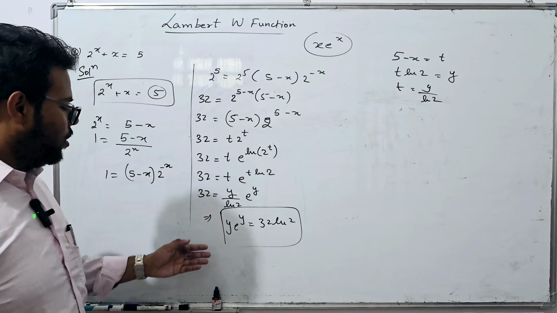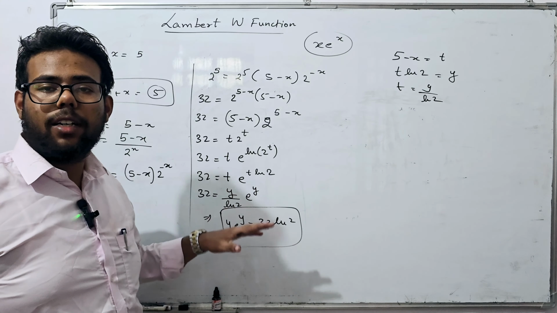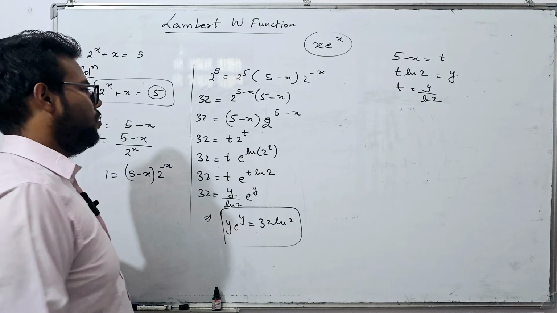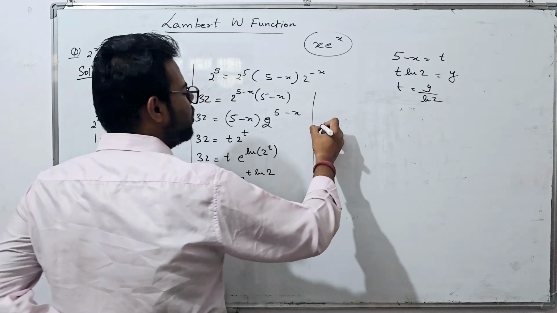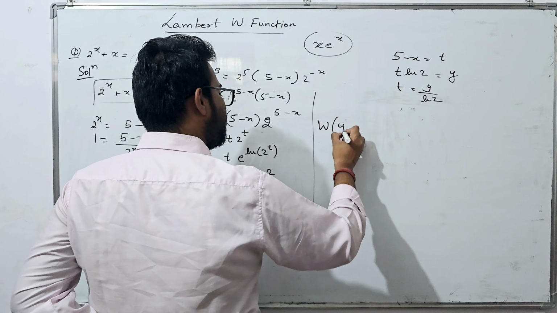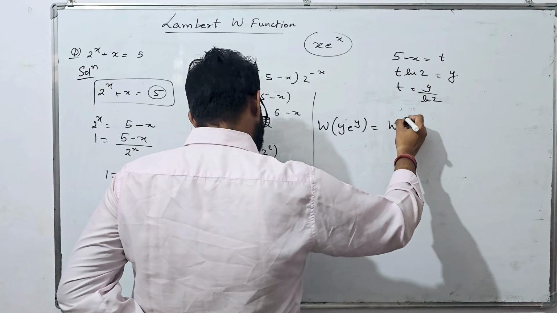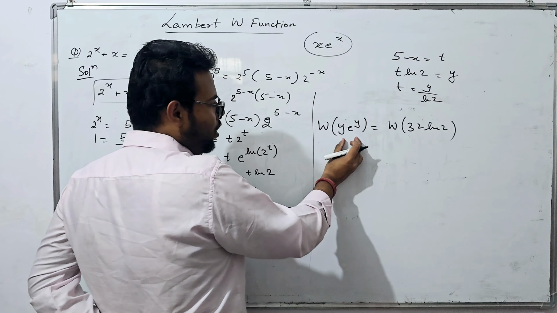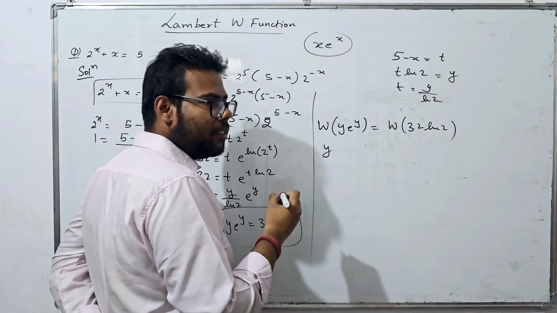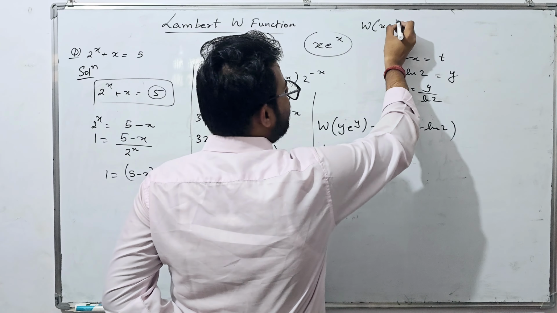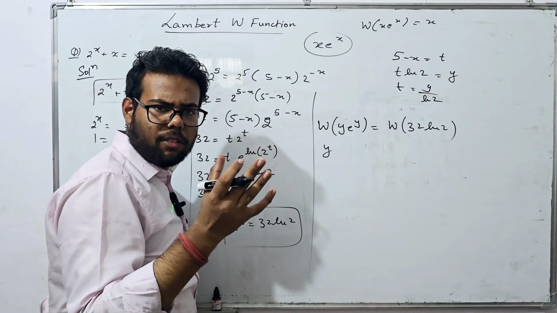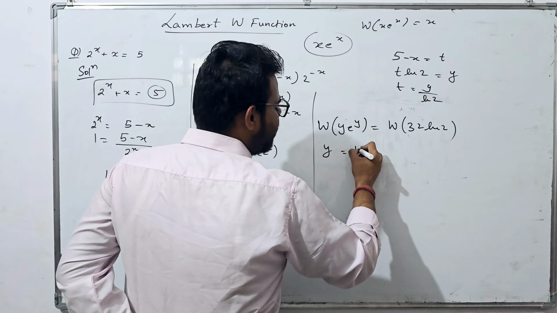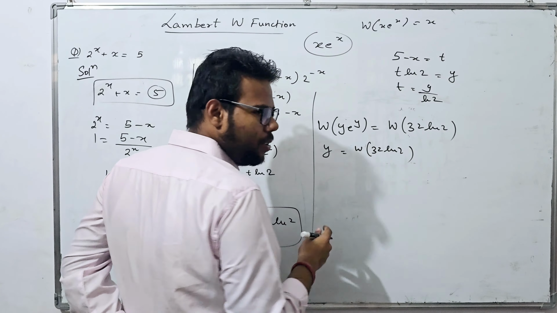And to a great surprise, it is the Lambert W function. It is the inverse of the Lambert W function, and we need to take the Lambert W function. So if you take the Lambert W function of y e^y is equal to the Lambert W of 32 ln2, you end up getting simply y. You know W of x e^x is equal to x. I told you before, if you had watched the video carefully. So that is the thing, and you get W of 32 ln2.